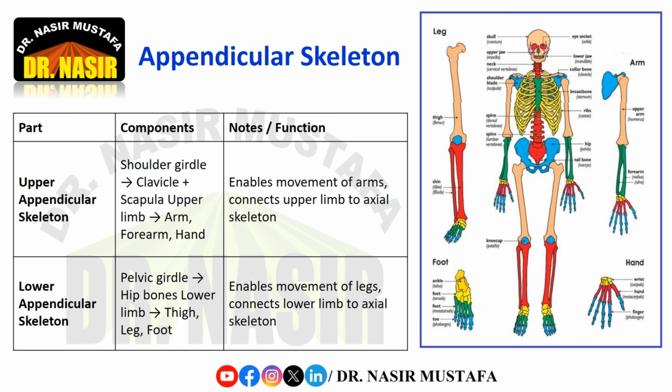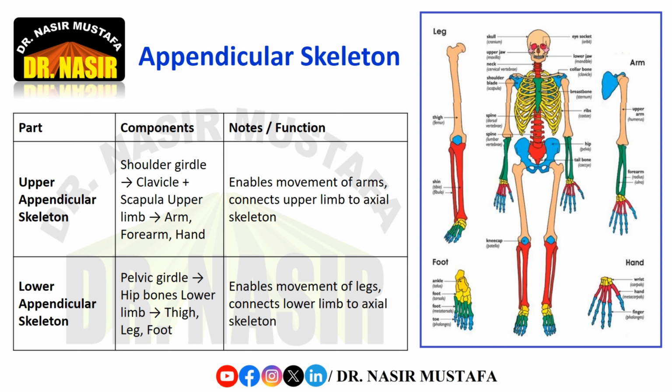Appendicular skeleton. The appendicular skeleton consists of the bones of the upper and lower limbs together with their girdles. The upper appendicular skeleton includes the shoulder girdle, formed by the clavicle and scapula, and the upper limb, which consists of the arm, forearm, and hand. Its primary role is to provide a wide range of movement and dexterity.